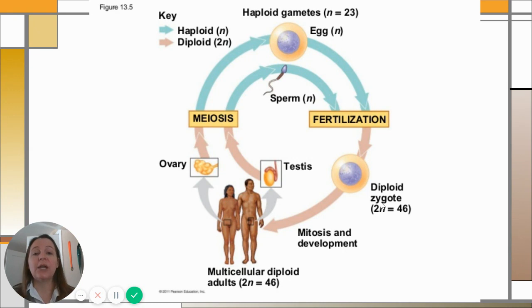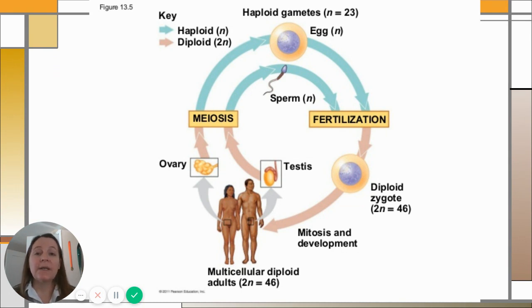So at this point, the zygote is a single cell that has just combined an egg and a sperm cell. It's now called a zygote. It has the full 46 chromosomes necessary to develop into a human being. From here, the terms that we use after fertilization, we have a diploid zygote.